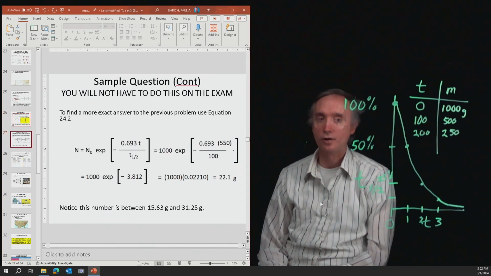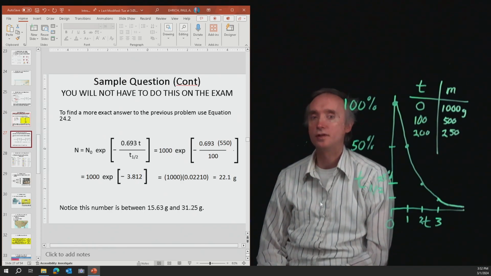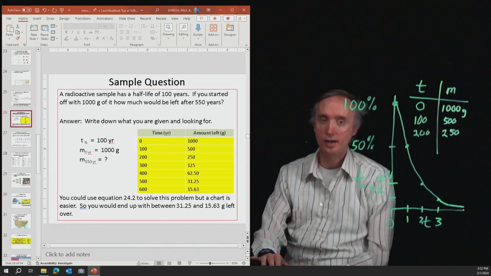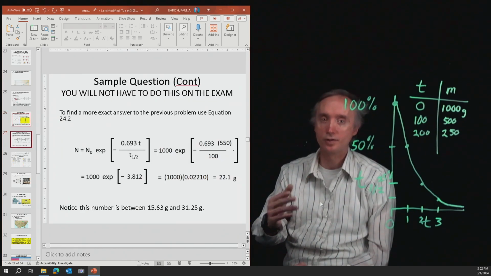But we could also do it using mathematics. Now, you're not going to have to do this on the exam. You're going to have to be able to make a chart like this on the exam. But you're not going to have to do this, I just wanted to show you.